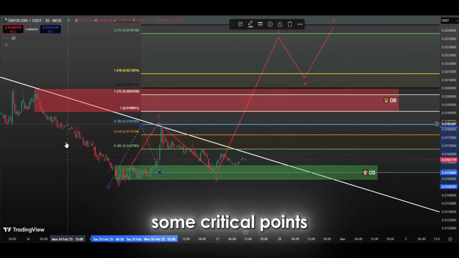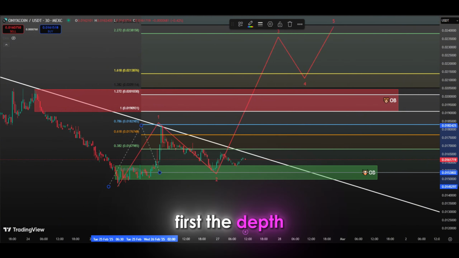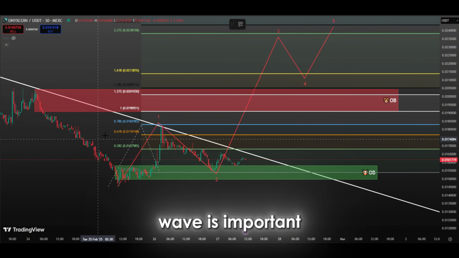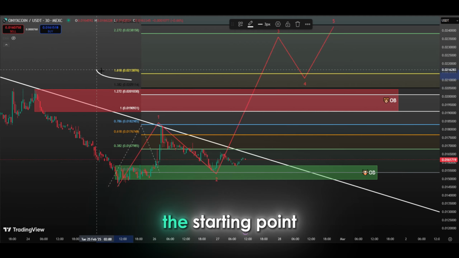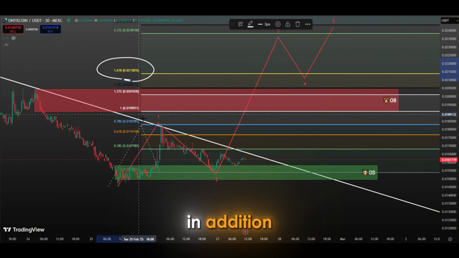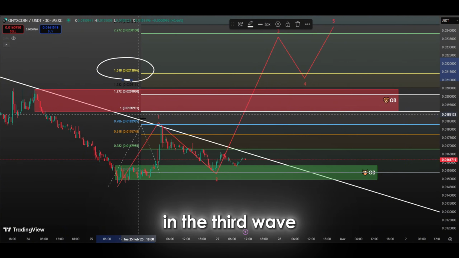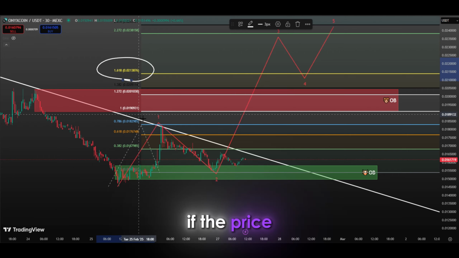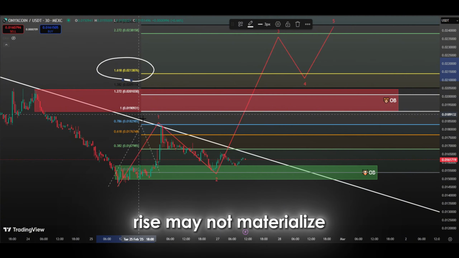However, there are some critical points to note here. First, the depth of the second wave is important. If the second wave goes below the starting point of the first wave, the Elliott count will be invalid. In addition, there needs to be strong volume in the third wave. The third wave usually has the highest trading volume. If the price is moving on low volume during this wave, the expected strong rise may not materialize. And the third wave comes quickly and suddenly.